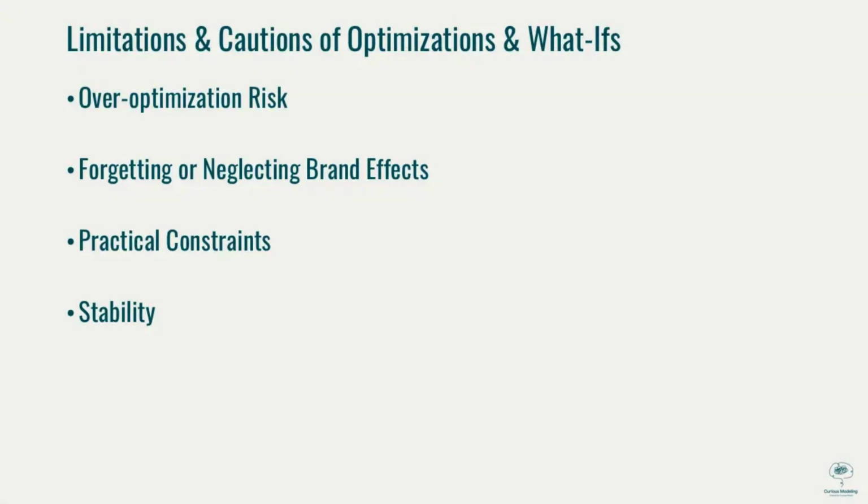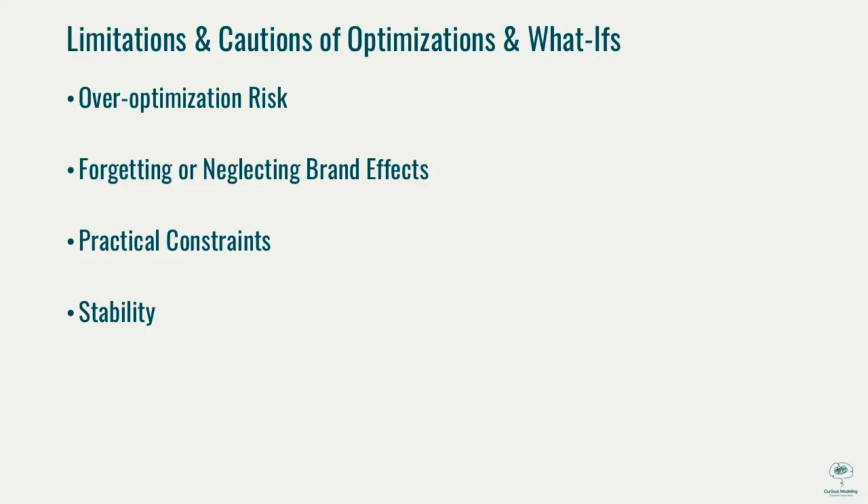Now, finally, some limitations and cautions that we have about what ifs and optimization. So you might have over optimization risk. So models can spit out extreme allocations. So 90% of spend into one channel. So you want to use guardrails. So we want to be realistic, use our domain knowledge, and use your other teams that can help inform what you're doing in your strategy. Forgetting brand effects.